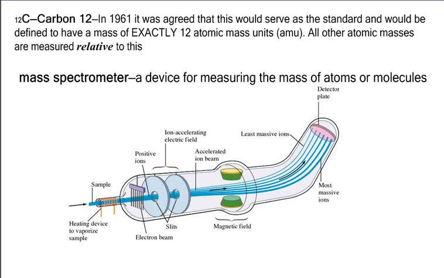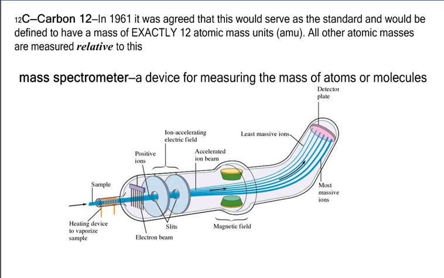Alright, we're going to start this unit on stoichiometry with a little history. First off, in 1961, it was determined that we needed some way to standardize the mass of different elements and their subsequent atoms. And therefore, we determined that since carbon-12 is such an abundant element and isotope on our planet, we would give it exactly a mass of 12.